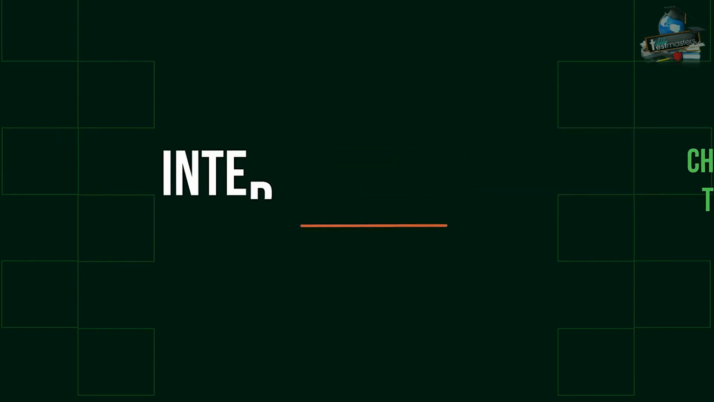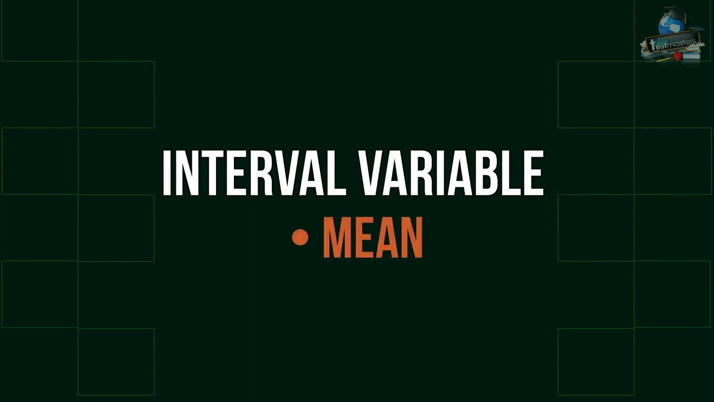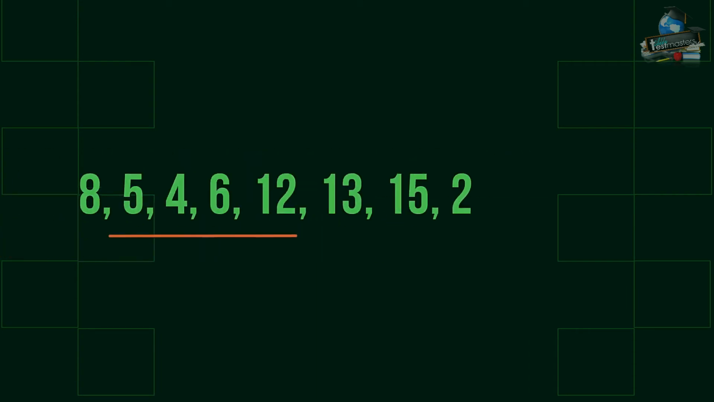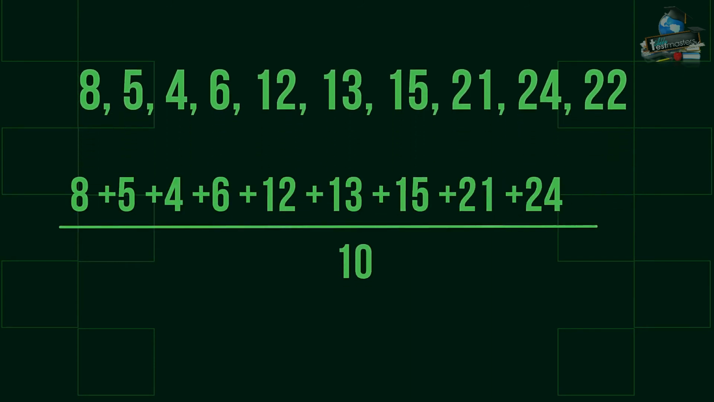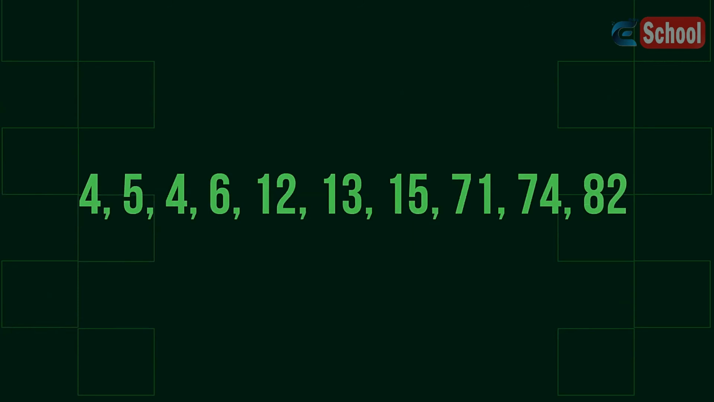Now, if we have an interval variable, we have a possibility of calculating it, so the most credible average here is the mean. Let's imagine in the previous questionnaire we asked for an exact age and got the following results. So our mean here is 13. But the mean has one bug. It's too sensitive for the outliers.